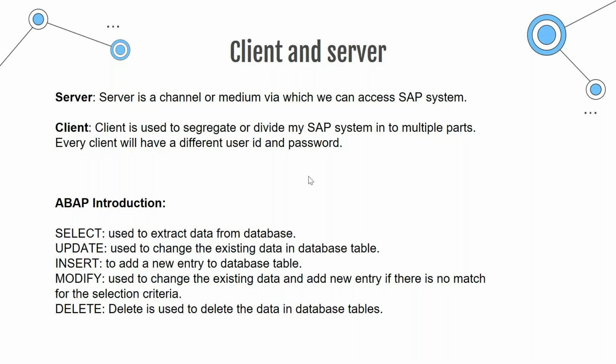That is modify. Then finally delete. Delete is nothing but deleting the data from the database table. If I want to delete any record, any employee information from the table, I simply write delete, and it will be deleted. That is delete.